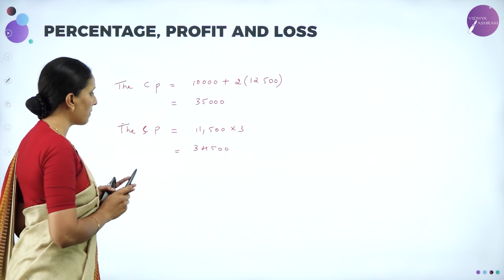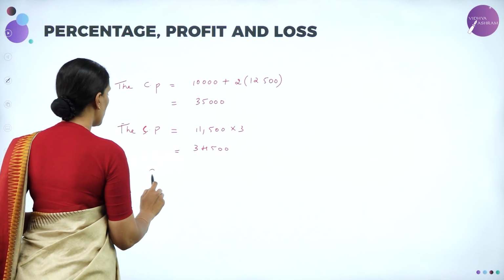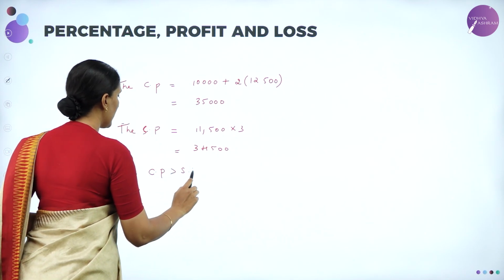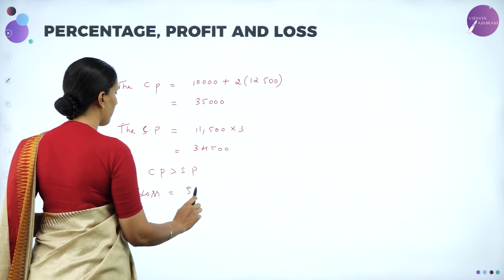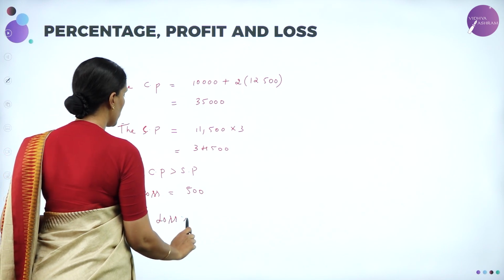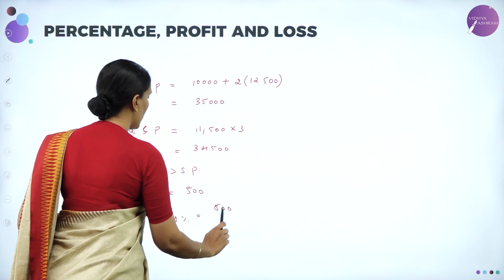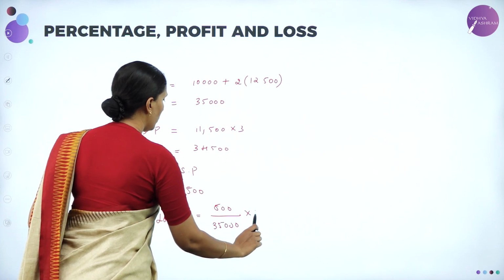Now we can clearly observe here the total cost price is greater than the selling price. So since cost price is greater than the selling price, he incurs a loss, which is of 500. So now therefore the loss percentage is equal to loss divided by the cost price into 100.